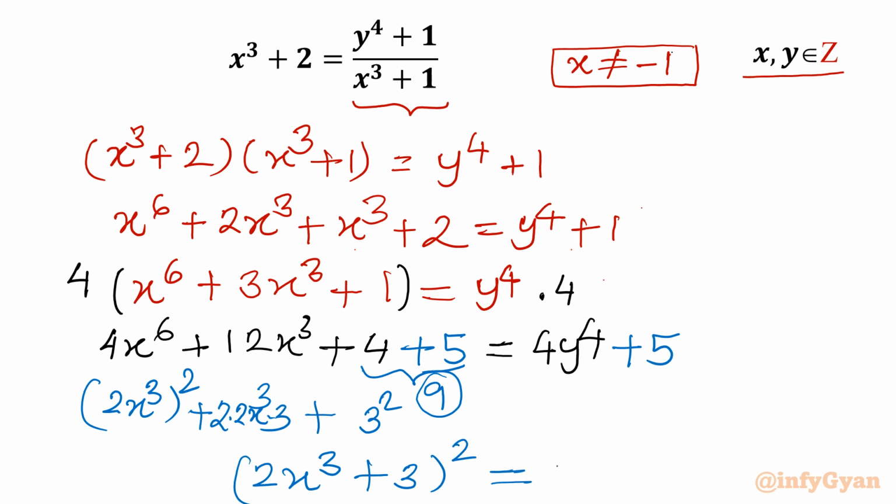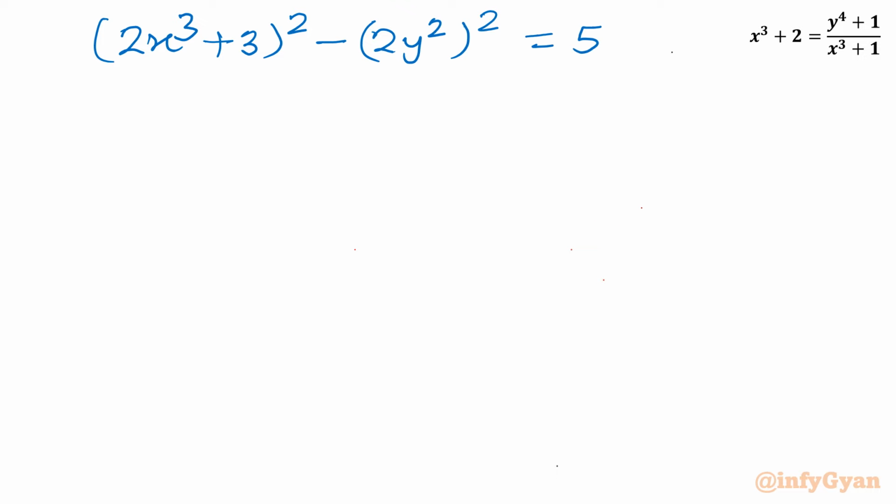And the right hand side is 4y power 4 plus 5. Now I can consider this 4y power 4 as 2y square whole square, and I will take it to the left hand side. Let us consider: I will write 2x cube plus 3 whole square, and 4y power 4 we can write as 2y square whole square, and now only 5 will be left in the RHS.